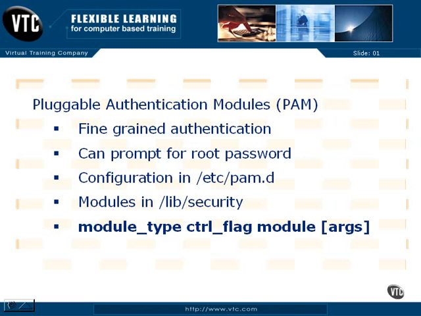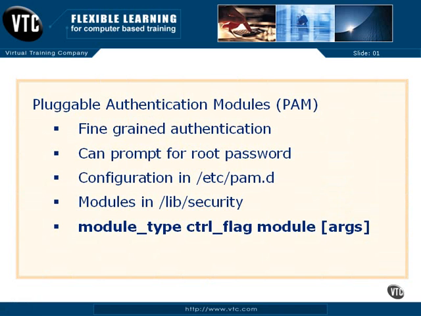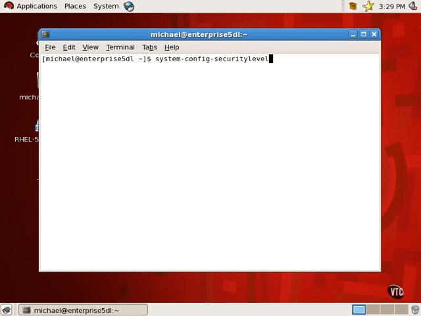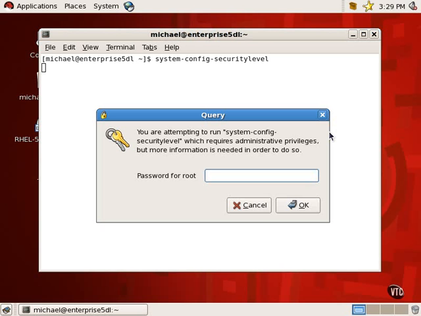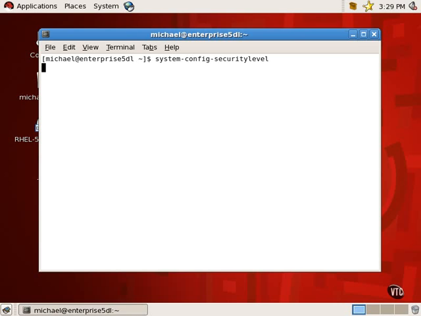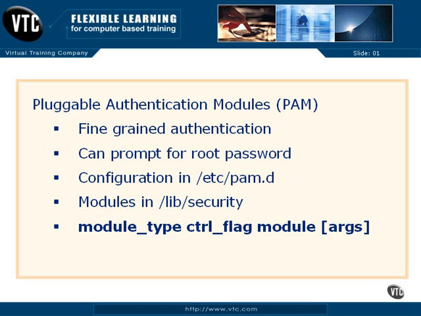Pluggable authentication modules, PAM for short, is a fine-grained authentication scheme. It's most often used to prompt for the administrative root password when trying to run an administrative tool as a regular user. For example, when you try to open the security level configuration tool from a regular account, you're given a prompt for the root password. Once the root password is given, you don't have to give the root password again if you try to access this administrative tool in the next 5 minutes.